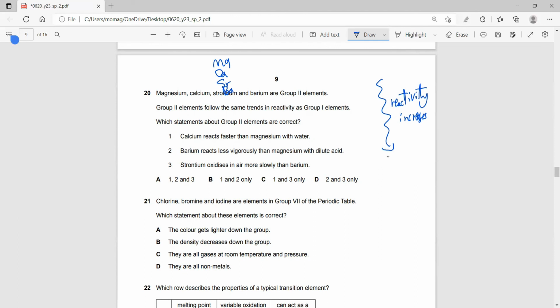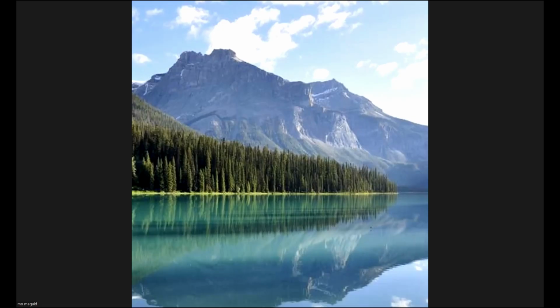So here, calcium reacts faster than magnesium with water. Remember that if you go down, the activity increases. So 1 is okay. 2, barium reacts less vigorously. This is wrong because barium is the strongest one in this group of 4 elements. So 2 is out. So I need 1 without 2. So C is the option. Bye.